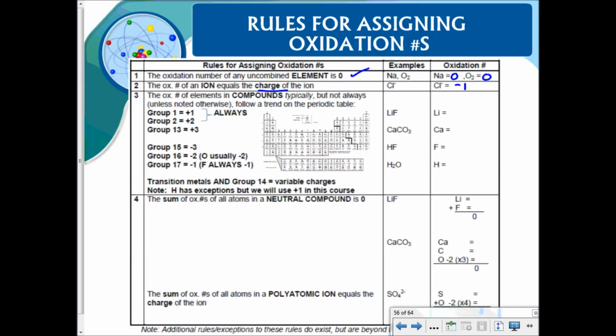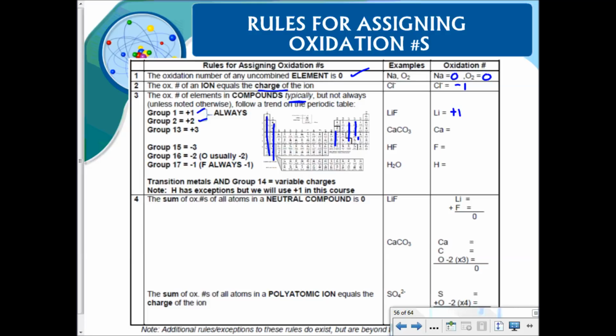The oxidation numbers of elements in compounds typically, but not always, follow a trend. Group 1 tends to have a +1 charge. Group 2 tends to have a +2 charge. Group 13 tends to have a +3 charge. Group 15 tends to have a -3, and group 16 tends to have a -2. Group 17 tends to have a -1. Now, fluorine is always -1.